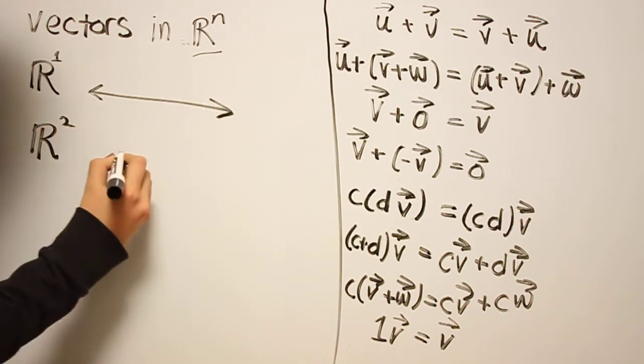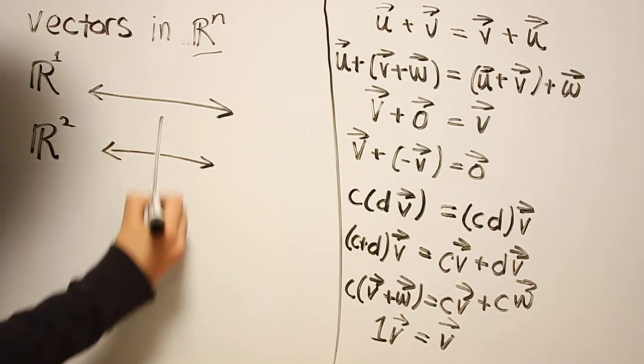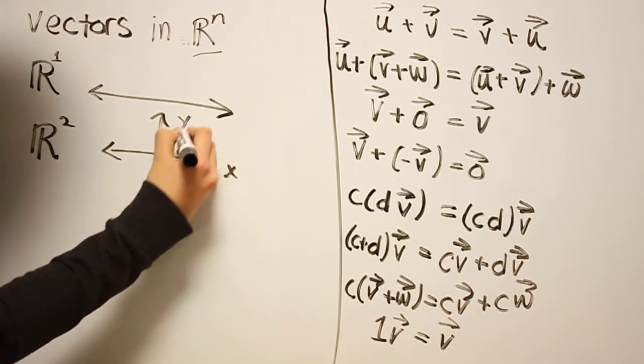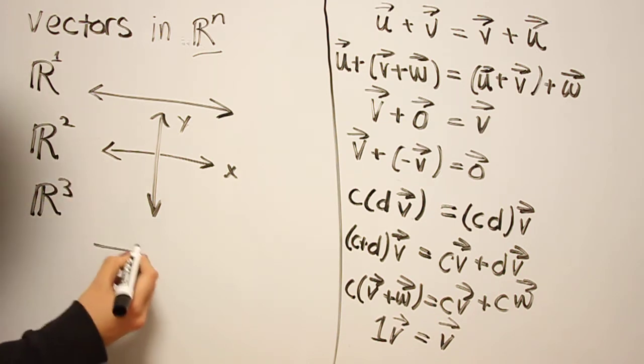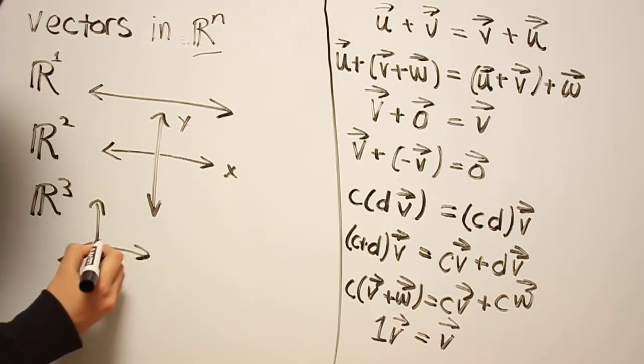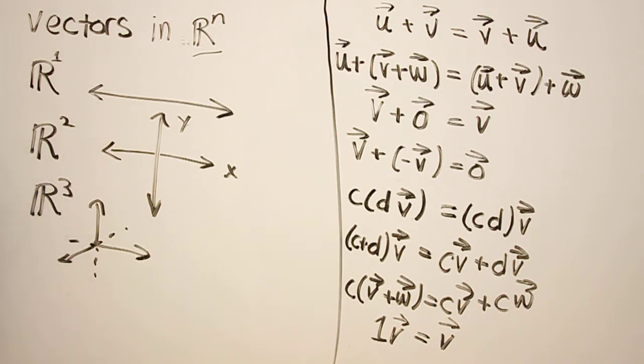R2 would be the coordinate plane where we have x, we have y. R3 would be three-dimensional space, which we live in. That looks something like this, right, and so forth.